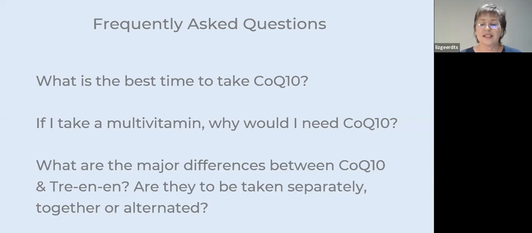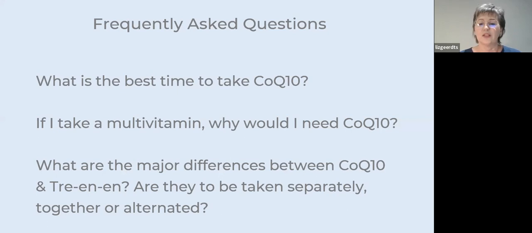So they're similar in the fact that they have some of the similar ingredients. CoQ10 is more directly related to making energy. Treanin is an enhancer that enables energy to be made. So that's pretty much the difference.